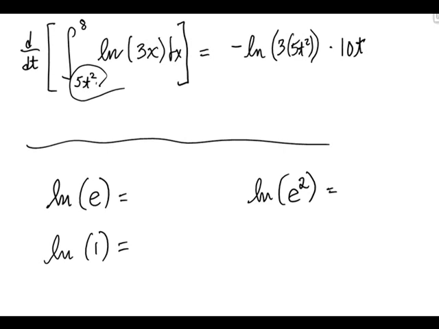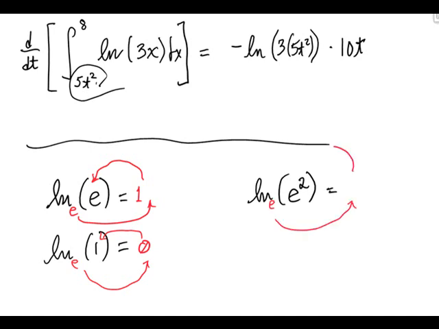So let's think about this first one, the natural log of e. What does that mean? Well, remember the base of the natural log is e, so it means e to what power would give you e? Well, e to the first power will give you e. Likewise, e to what power gives you 1? Well, e to the 0th power. And what about this one? e to what power would give you e squared? Well, it would be 2.